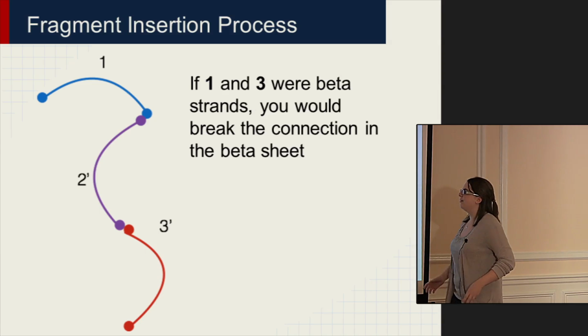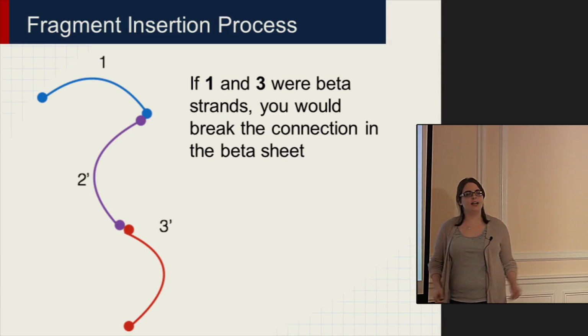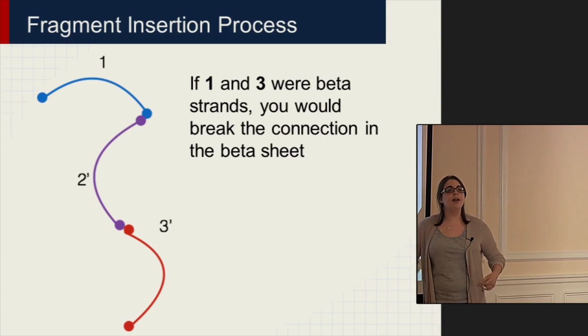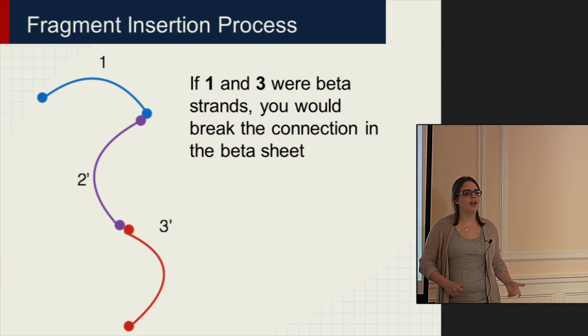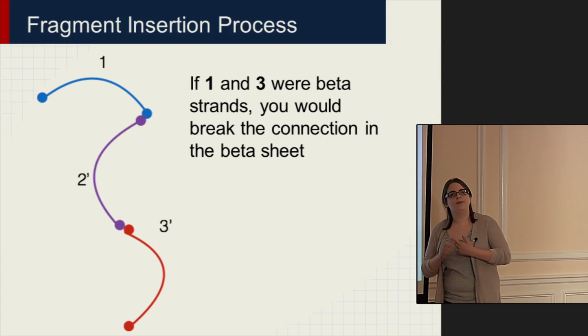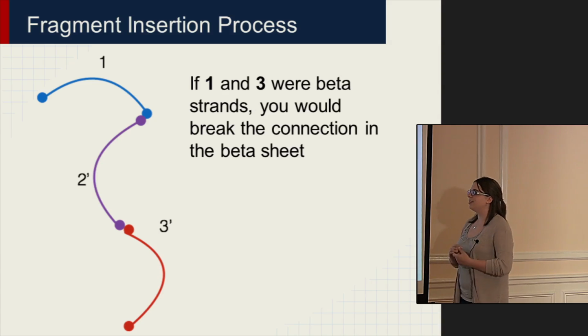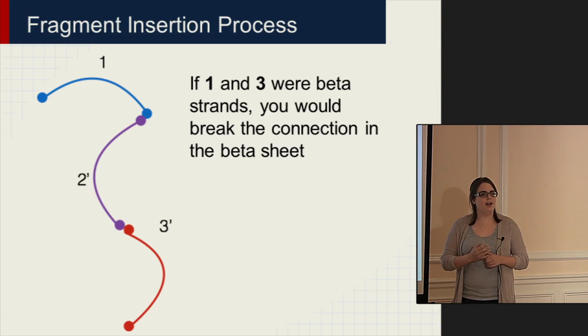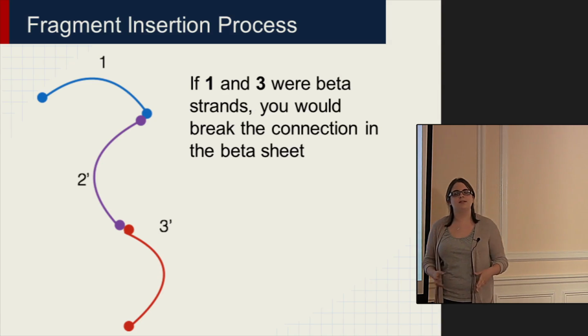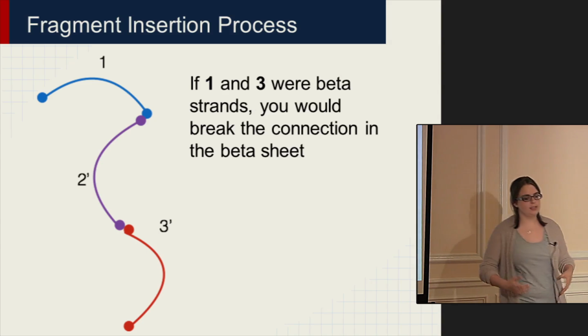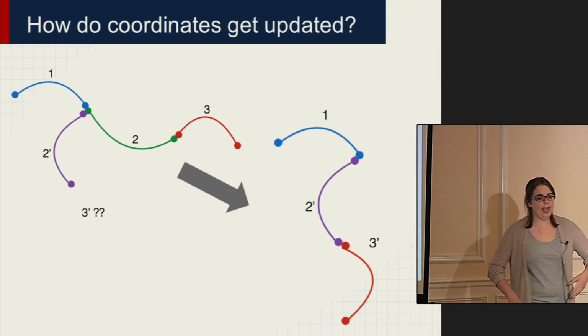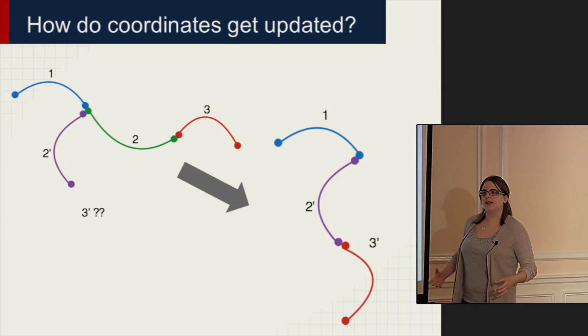But an interesting, crazy effect is that if you update the structure in this way, then you'll break the long-range interaction that might have been necessary between fragments 1 and 3 to form the beta sheet. So this is an interesting problem that I believe was addressed in Rosetta by the FoldTree. Because you commented on this question: how do I update the coordinates?